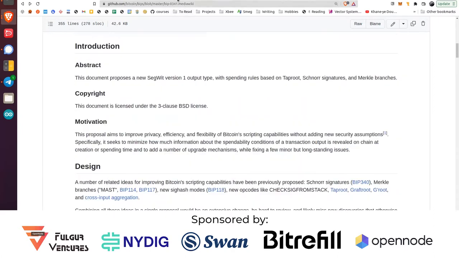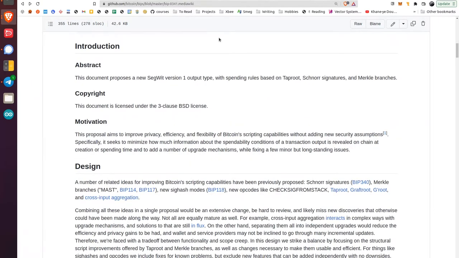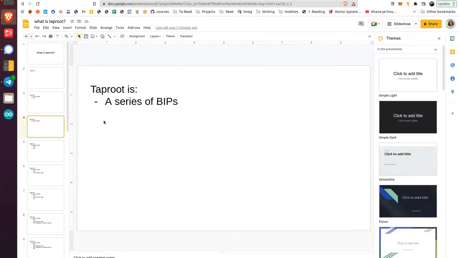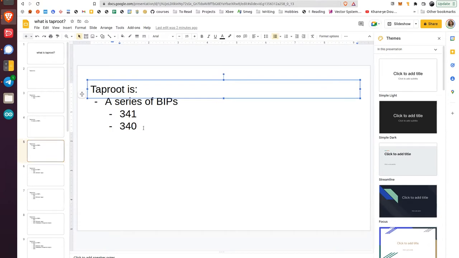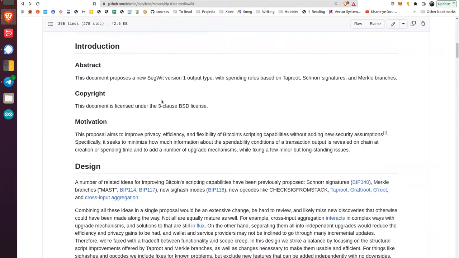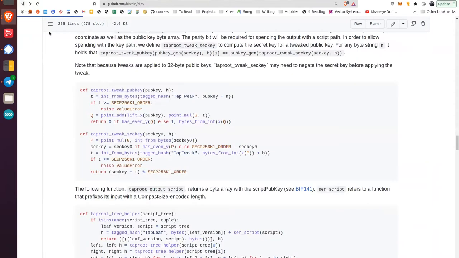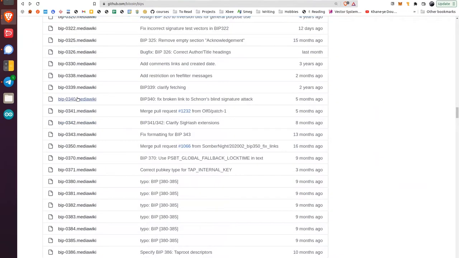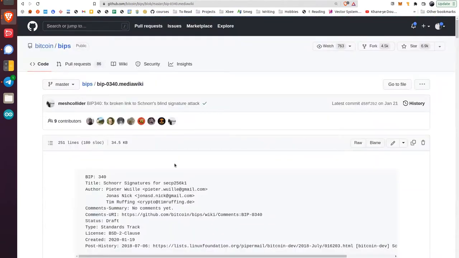One of the BIPs we need to introduce the technologies of is, okay, so the first BIP is the most obvious one, 341. But then we also need this new technology in order to make Taproot work, which is 340, Schnorr signatures. If we go back up to the list, we can click back one and get into the BIP, which is Schnorr signatures for secp256k1.